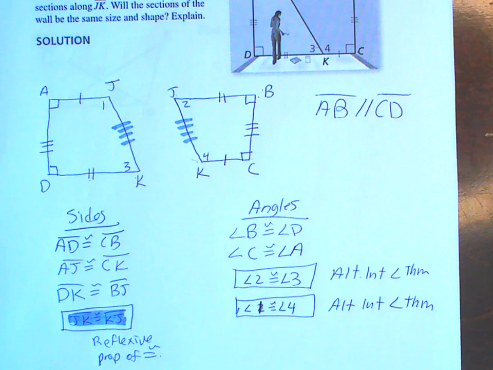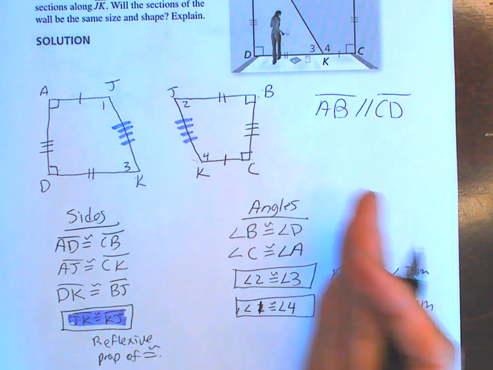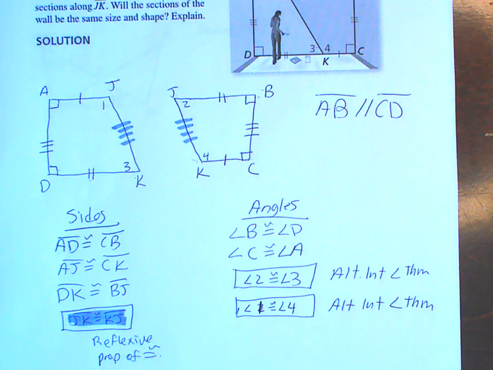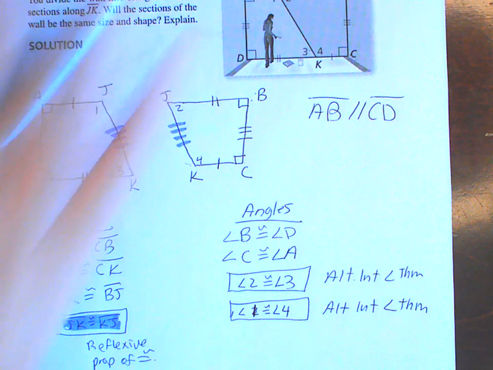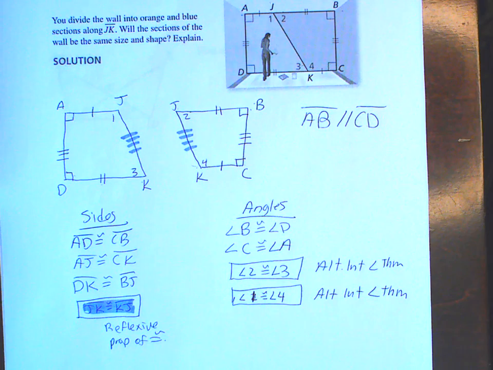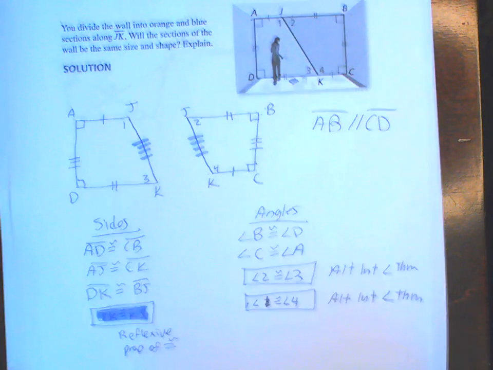So now you have 4 sets of pieces of information that prove that this shape and this shape are going to be congruent. Now this is technically not a proof, it's more like a plan. But if I want to do a proof, I would use all this information to do that. All right, that was example number 3. Let's look at the next example.